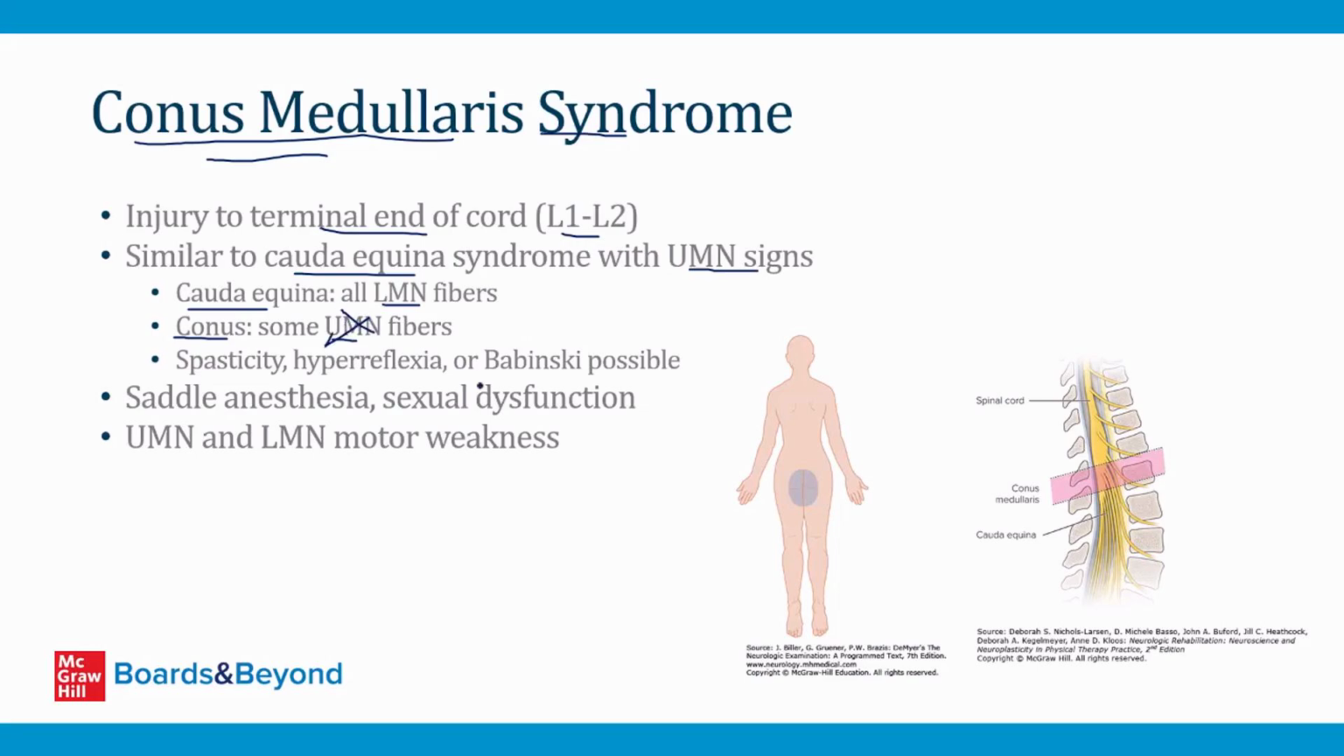So as a result, you can get all the clinical features we talked about for the cauda equina syndrome, but you may see some spasticity or hyperreflexia or Babinski signs, and that's because of damage to these upper motor neuron fibers. The other features will be similar, things like saddle anesthesia, sexual dysfunction. Once again, the key distinction here is the upper and lower motor neuron weakness that is present. And that concludes our module on spinal cord disorders.